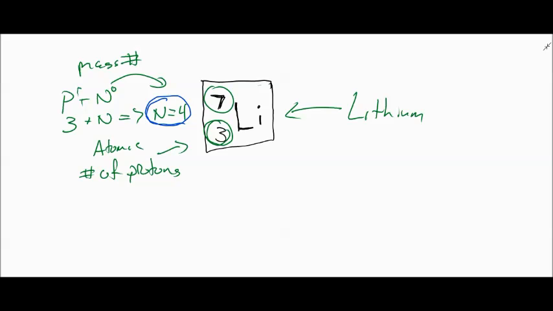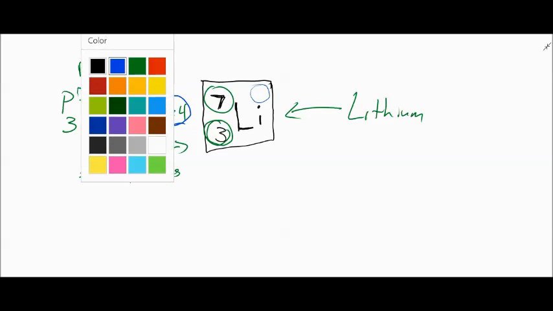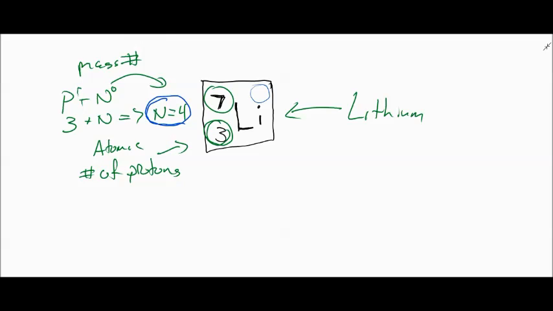Once again, we do not have a charge present on the atom. So what we're dealing with in this specific isotope of lithium-7 is that we have 3 protons, we have 4 neutrons, and we have 3 electrons.